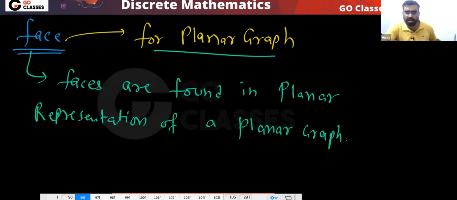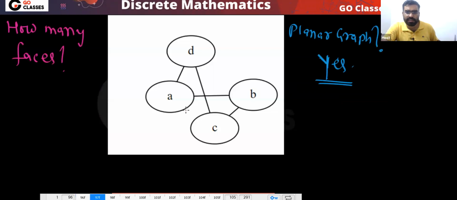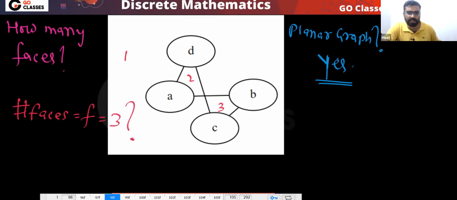Always remember, if you want to find how many faces are there, can I say this is the correct answer? That this is face number 1, face number 2, face number 3. Is this answer correct? Can I say the number of faces, F, is equal to 3? Is this the correct answer?